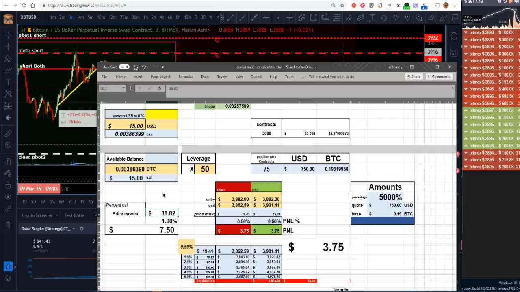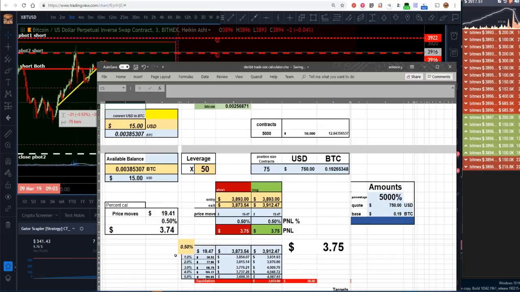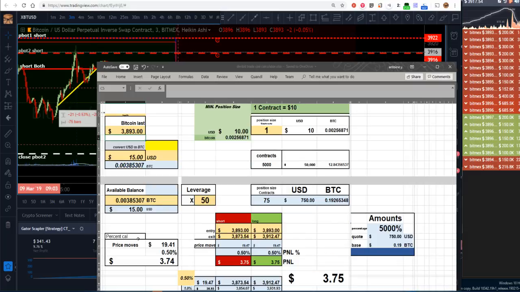Now, $19. The price moves $19.41. Okay, boom, it's a 0.5% price move right there. The current price of Bitcoin, we haven't even put that in there yet, so it's what? 3893. All right, still 0.5%. How many contracts are we going to use? 50. Why? Because it's 50 times leverage. That's what I'm saying.